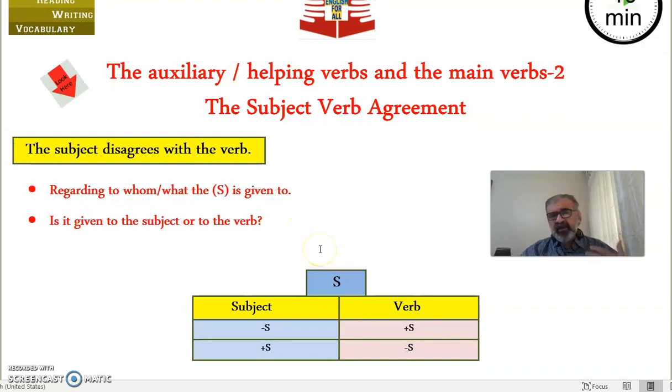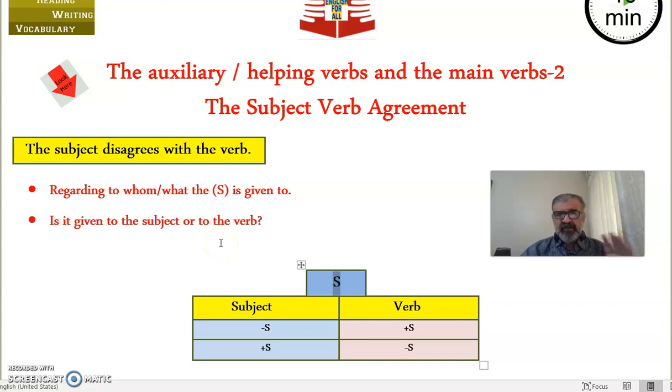Now, with regard to the agreement between the subject and the verb, let me remind you of something. Don't translate into your mother tongue language. Keep thinking in English. With relation to subject verb agreement, the subject disagrees with the verb. How's that? Just imagine that there is only one S. Forget about all the S's that you have studied.